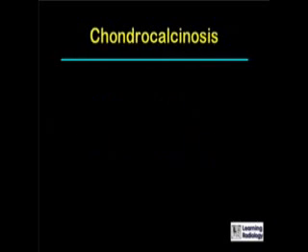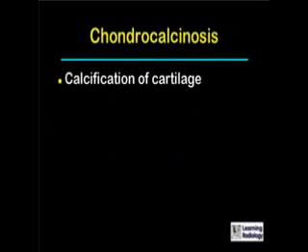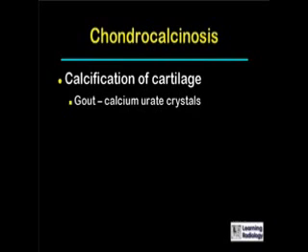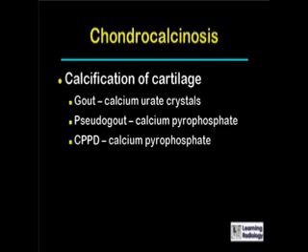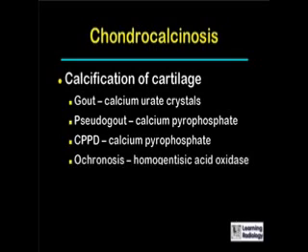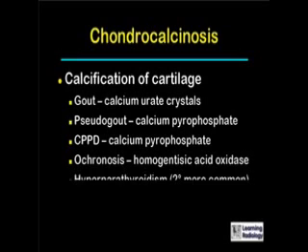Calcification related to joints. Chondrocalcinosis is calcification of articular cartilage. In gout, the calcium is calcium urate crystals. In pseudogout, the calcification is calcium pyrophosphate. In calcium pyrophosphate deposition disease, the calcium is calcium pyrophosphate. In ochronosis, a rare disease, the calcification occurs because of a deficiency in homogentisic acid oxidase.